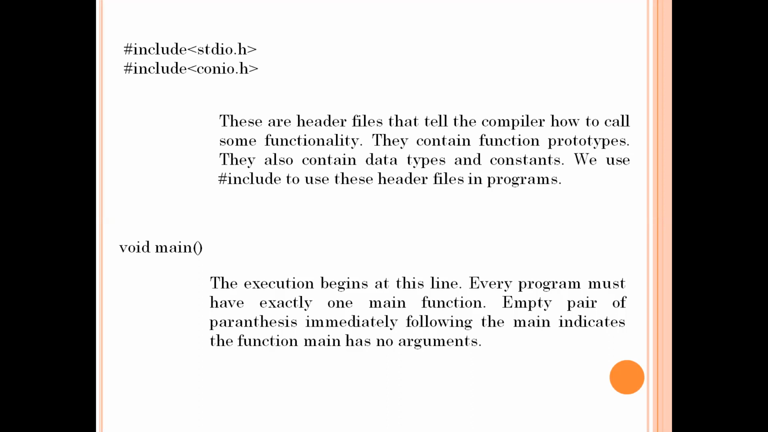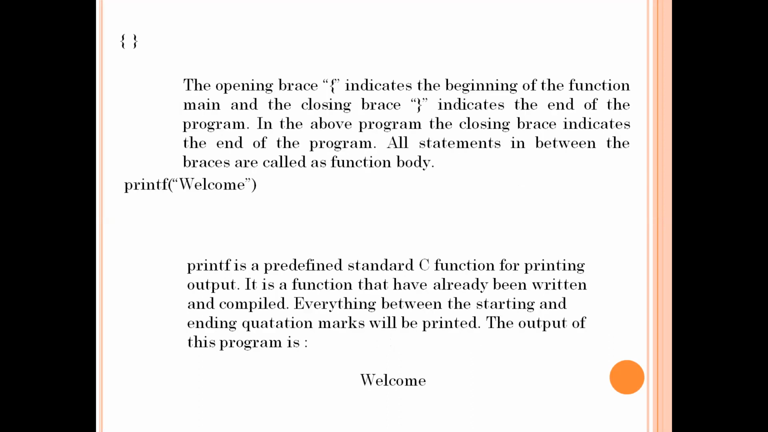And the main function is followed by an empty pair of parentheses. It indicates that the main function has no arguments. No arguments or parameters are included in that main function. The next line in a program would be an opening brace. The opening brace indicates the beginning of a function. The opening brace always indicates the beginning of the function body, that is our main function.